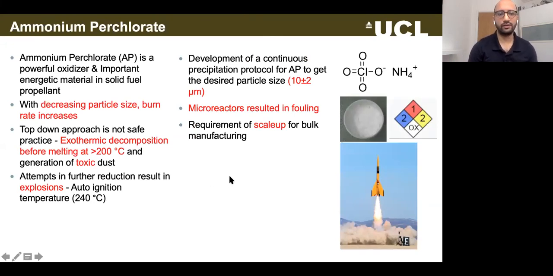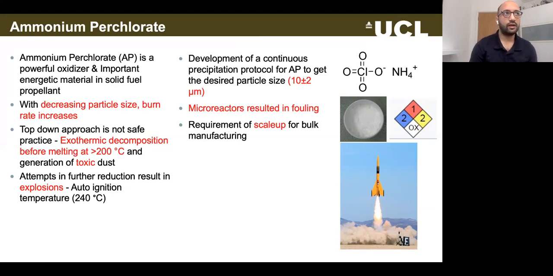We selected ammonium perchlorate as a type of particle to synthesize in these impinging jet reactors. It is a very powerful oxidizer and an important energetic material which is used in solid fuel propellants. When we decrease the particle size of this ammonium perchlorate, the burning rate of the particle increases.